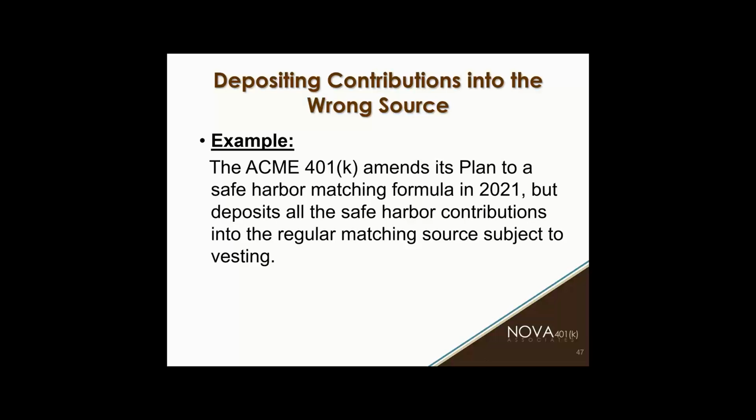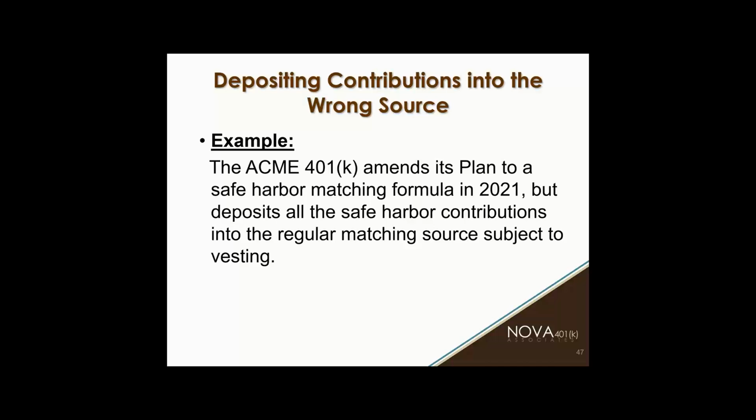So for example, this happens quite a bit actually. A plan will be amended to a safe harbor matching formula from a discretionary match. Imagine a company with a discretionary match that's going into the match source that's subject to the vesting schedule. Then they make a plan design change here at NOVA and go to safe harbor match. Safe harbor match is always 100% vested, and there's a separate bucket that you need to put that safe harbor match into.